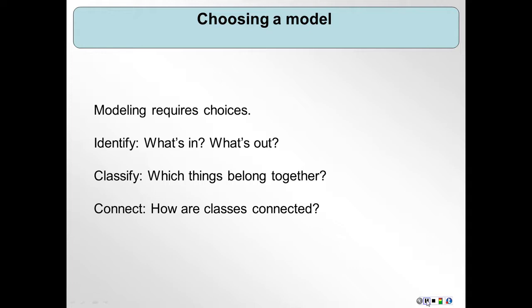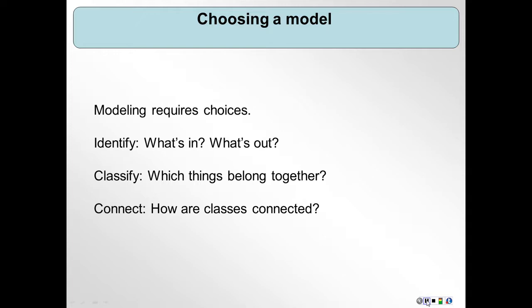Creating a model is really about choosing a model. It is about making choices. Modeling requires choices. There are three major classifications of choices, three major kinds of decisions that an evaluator must make in creating a program logic model or choosing a program logic model.